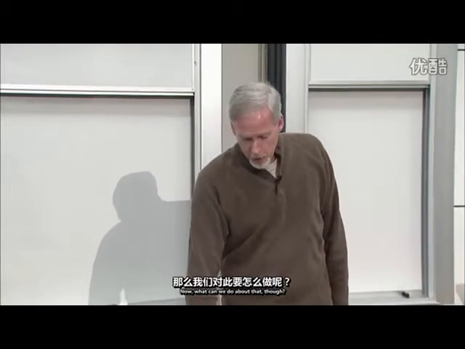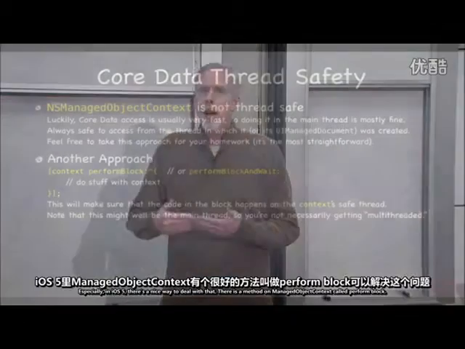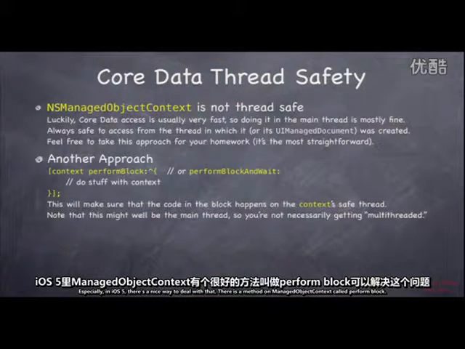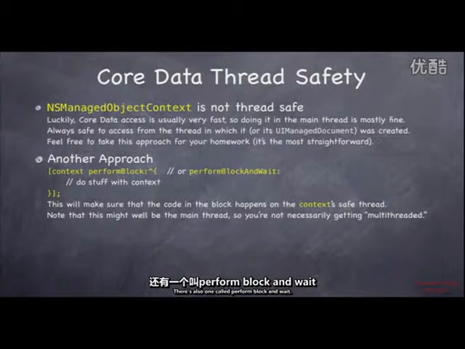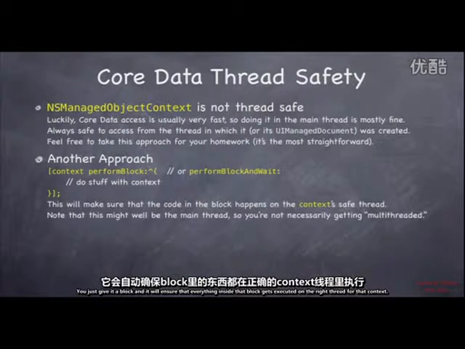Now, what can we do about that though? And especially in iOS 5, there's kind of a nice way to deal with that. There is a method on managed object context called performBlock. There's also one called performBlockAndWait. And you just give it a block, and it will ensure that everything inside that block gets executed on the right thread for that context.